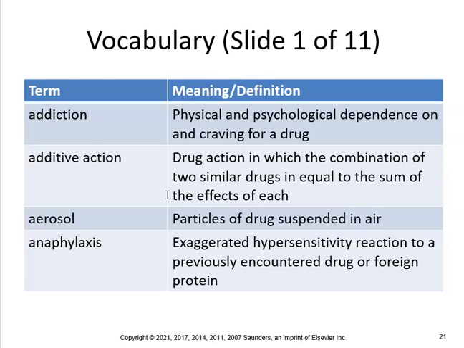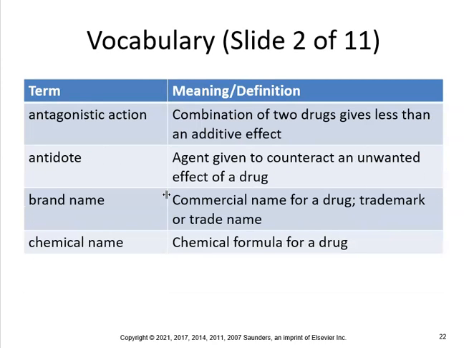Now, addiction is a physical and psychological dependence on and craving for a drug. Additive action: drug action in which the combination of two similar drugs is equal to the sum of the effects of each other. Aerosol: particles of drugs suspended in air, like albuterol. Anaphylaxis, make sure you know what that is: an exaggerated hypersensitivity reaction to a previously encountered drug or foreign protein. Antagonist action: combination of two drugs gives less than an additive effect. Antidote: agent given to counteract an unwanted effect of a drug.